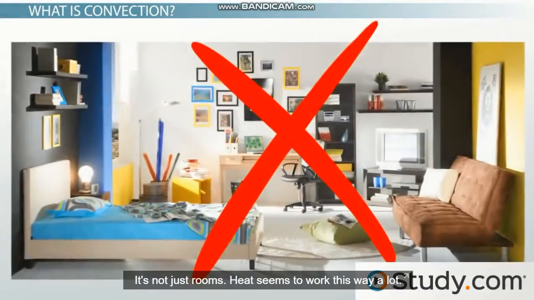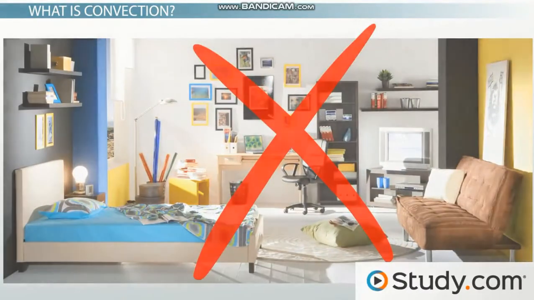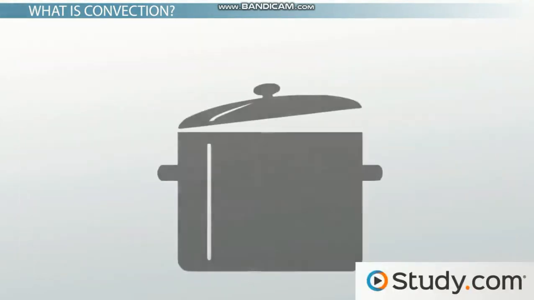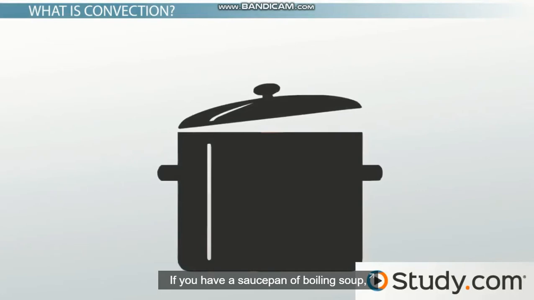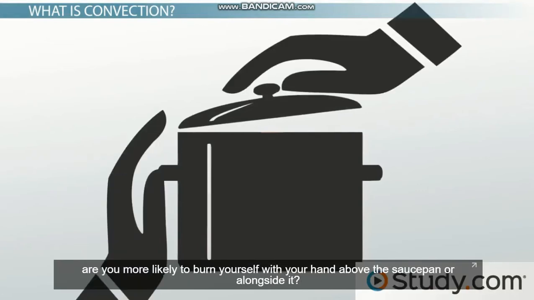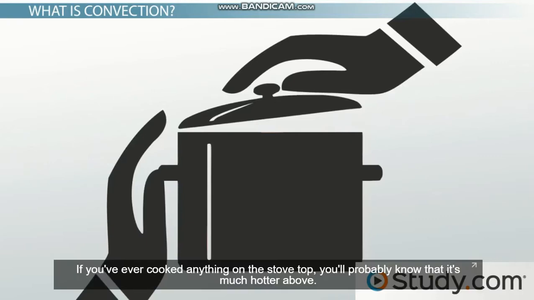It's not just rooms. Heat seems to work this way a lot. Let's say your room is in the colder part of the house, and you decide to make some soup to help warm you up. If you have a saucepan of boiling soup, are you more likely to burn yourself with your hand above the saucepan or alongside it? If you've ever cooked anything on the stovetop, you'll probably know that it's much hotter above.